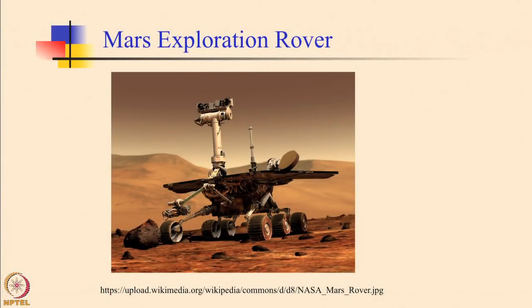Apart from the wheels, there are several other tasks which are performed by power electronics. For example, rock drilling for experimentation. It controls cameras, their orientation and so on. They are all actually carried out by power electronics.